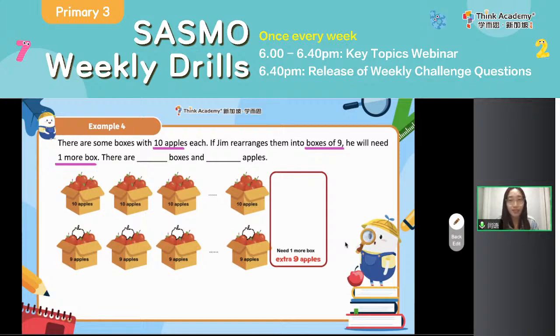Why? Why not 10? Because now you see that it is in the second scenario. In the second scenario, Jim rearranges them into boxes of 9. Then, in this way, if he still needs 1 more box, that is, he still has 9 apples. Okay? Pay attention to this part. You need to be clear about the number of containers, number of groups, and the number of objects. So actually, they are different. Okay? Pay attention. It is not 1.